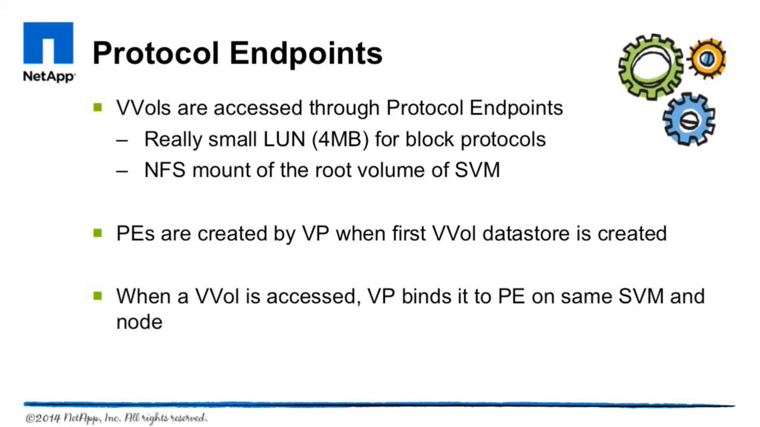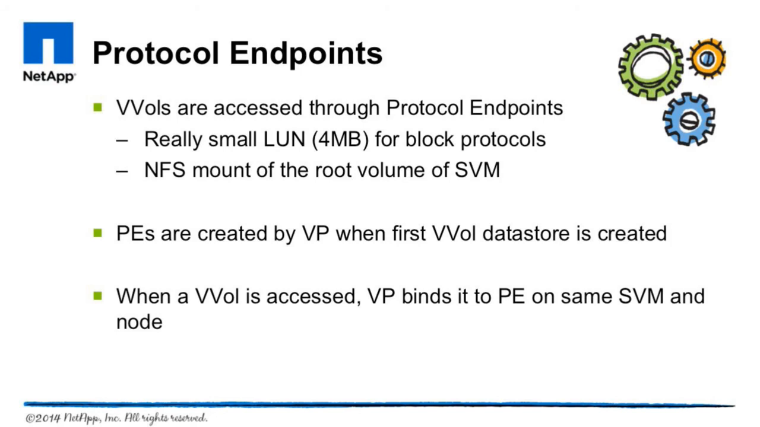vVols are accessed through protocol endpoints. This is whether you're using SAN or NAS, it doesn't matter. We treat it the same way. A vVol is a vVol is a vVol. It's only the way that it connects on the back end, which the VM admin really doesn't need to care about, frankly. Really small LUNs, again, 4 megs for block protocols. NFS mounts at the root volume of what we call the storage VM, which is an abstracted storage controller on top of clustered data ONTAP. And the protocol endpoints are created when you install that VASA provider. So when you create your first vVol datastore container, it creates that first protocol endpoint for you based on how you decide to connect to it.